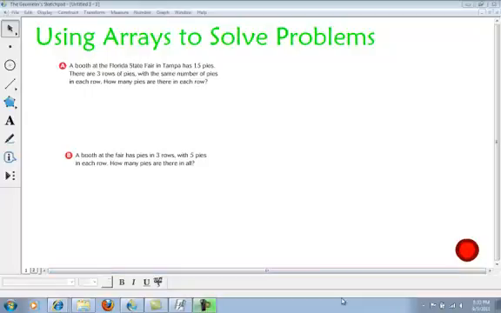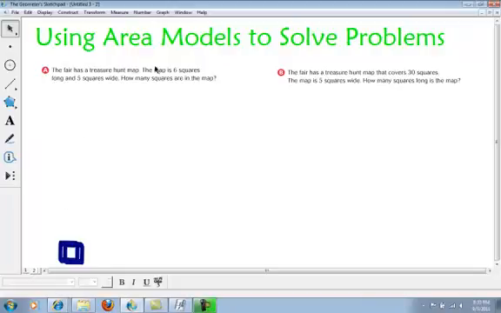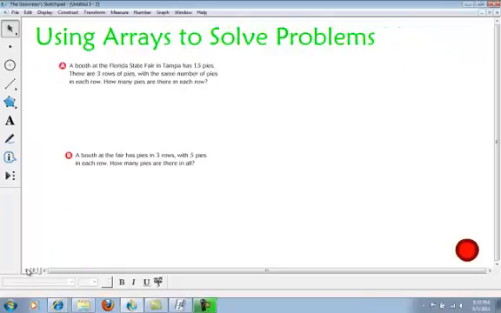In this lesson, we're going to look at two more ways to solve multiplication and division problems. The first way is using arrays to solve problems. And after that, we're going to look at using area models to solve problems. Let's look at our first question.